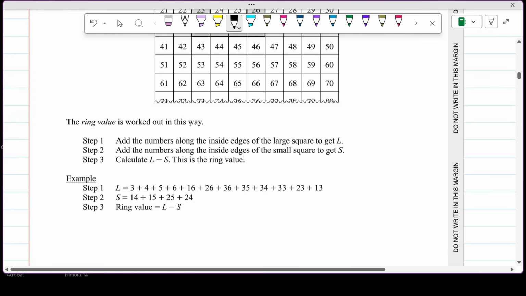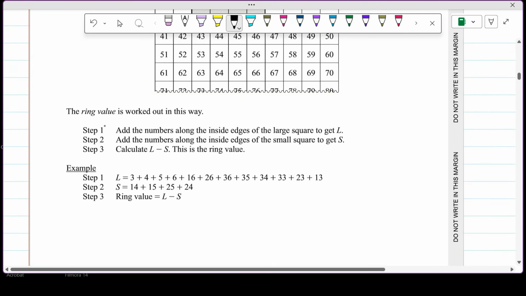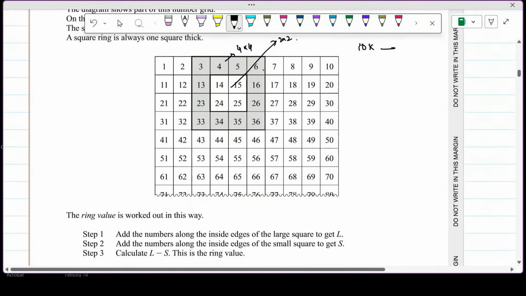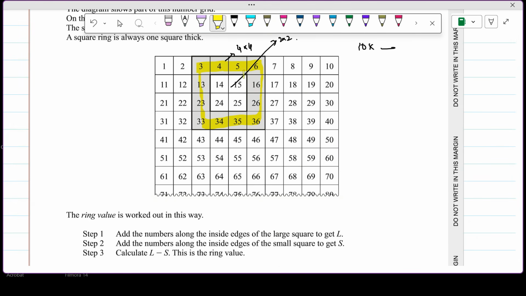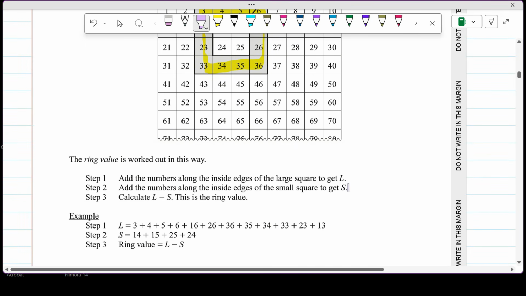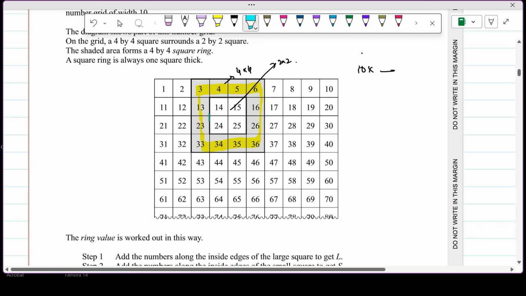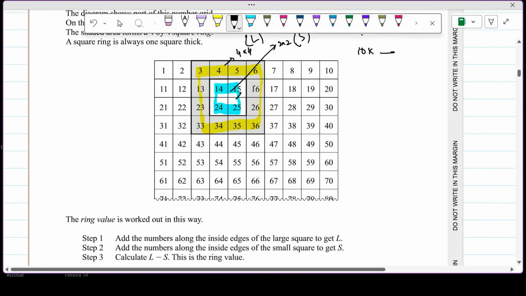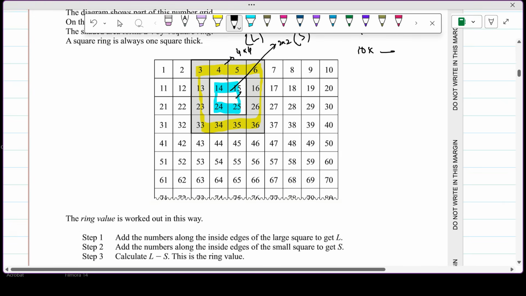The ring value is worked out in this way. Step 1: add the numbers along the inside edges of the large square to get L. Step 2: add the numbers along the inside edges of the small square to get S. So when we add the values of the large square, we get L, and when we add the values of the small square, we get S.